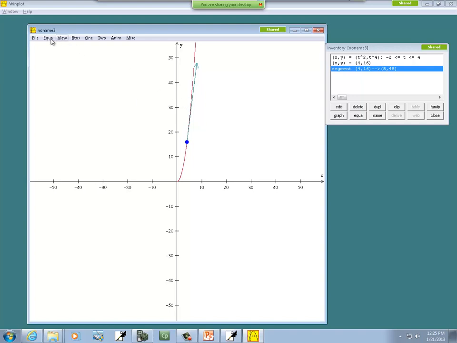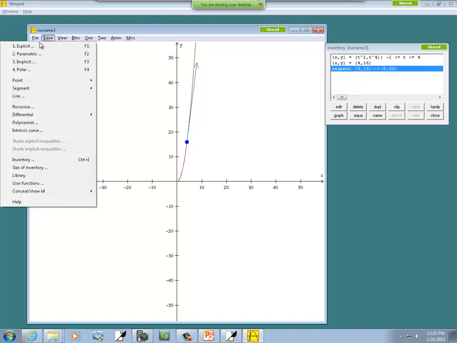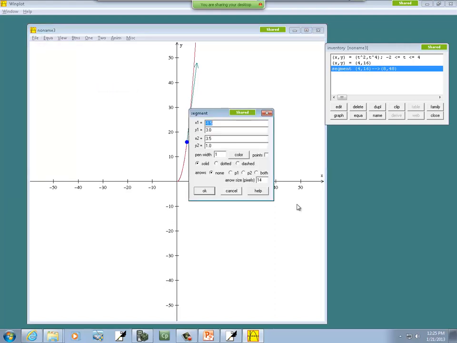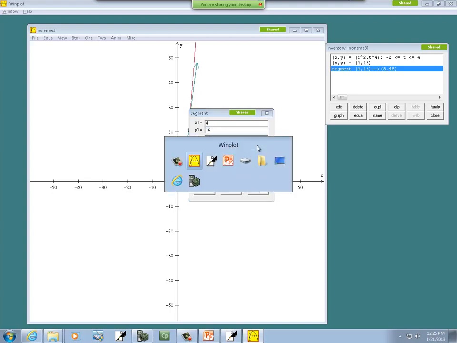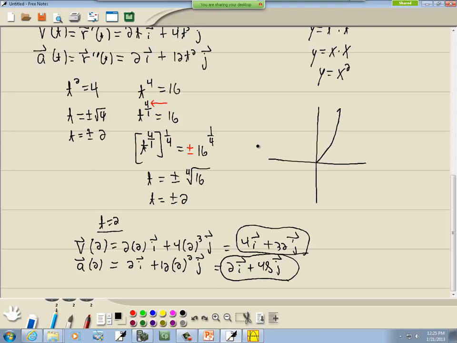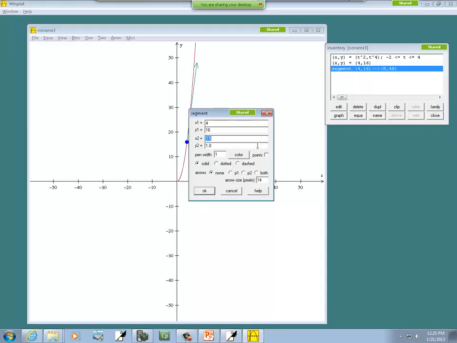Okay, let's do our other one. So I'm going to do an equation, and I'll choose my segment and XY. And it's going to come from (4, 16) again, so x1 is 4, y1 is 16. And we got 2 and 48. So 4 plus 2 gives us 6. And for 48, was it 48? Yeah, 48 plus 16, that's 64. Put an arrow on that, and then click OK.